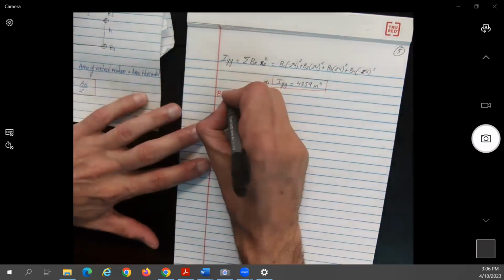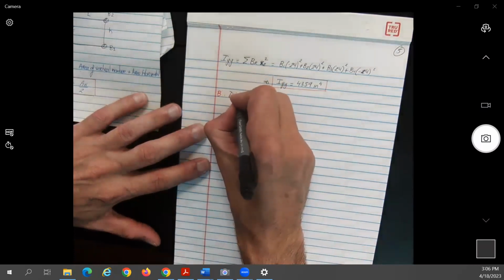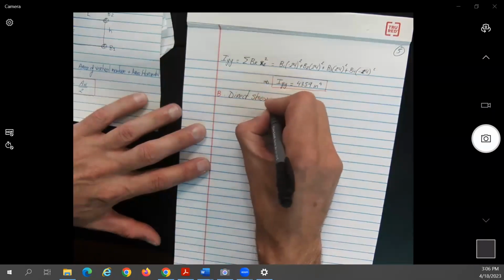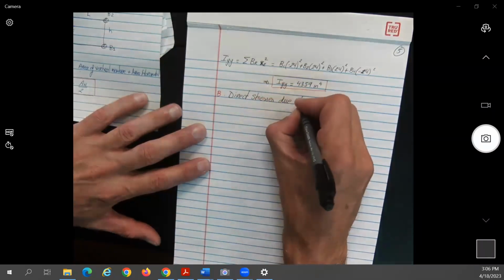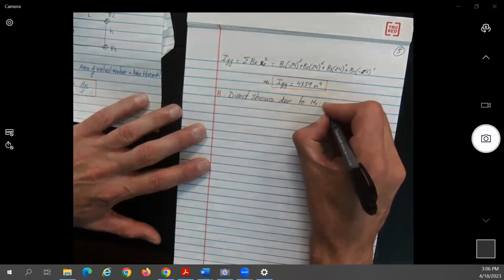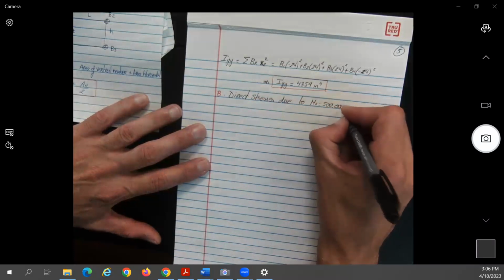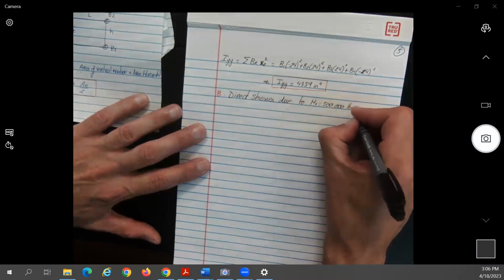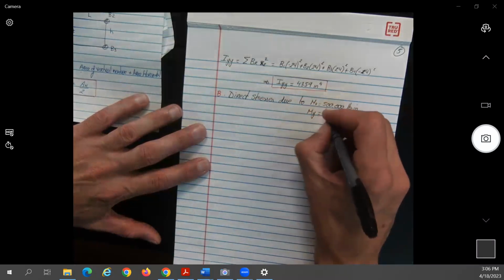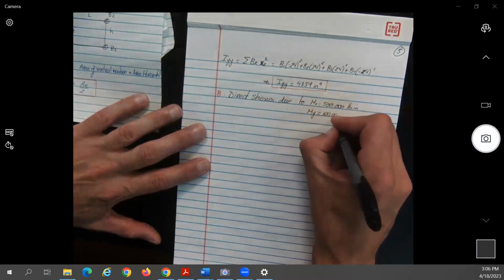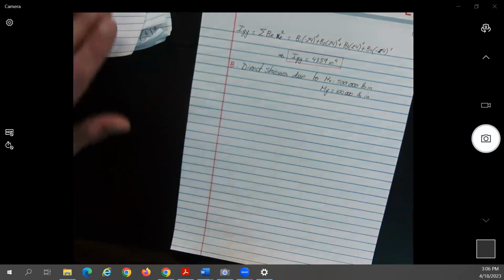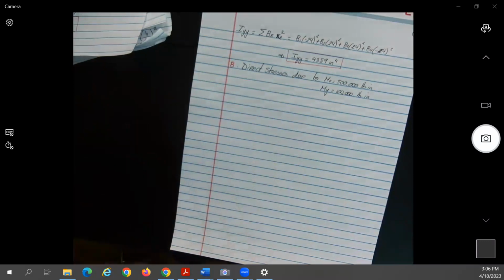We're going to calculate the direct stresses. MX equal to 500,000 pound-inch, and My equal to 100,000 pound-inch.